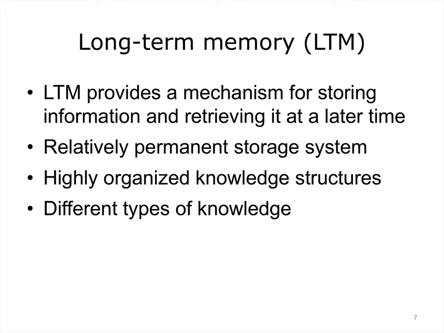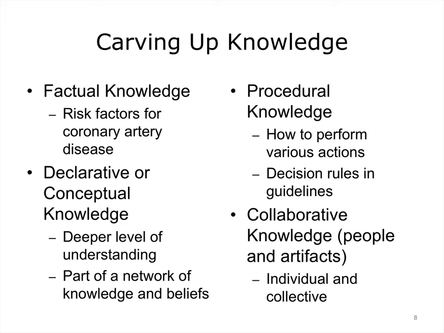Long-term memory, or LTM, provides a mechanism for storing information and retrieving it at a later time. It's a relatively permanent storage system for maintaining knowledge. This brings us to a discussion about different kinds of knowledge. There are many different kinds of knowledge, and there are several different ways to categorize these types. This slide takes something of a functional look at knowledge and asks why we need certain knowledge types.